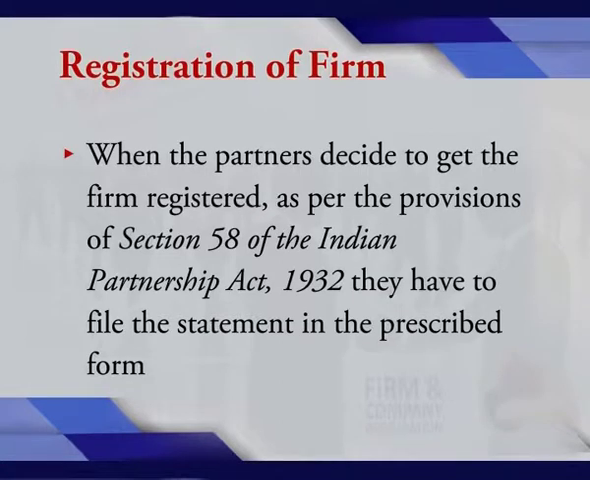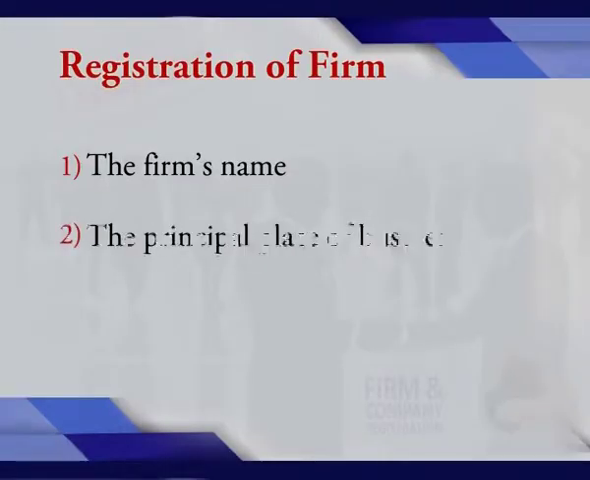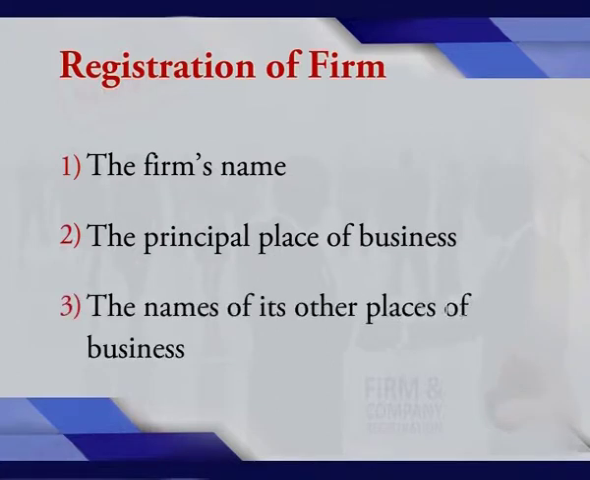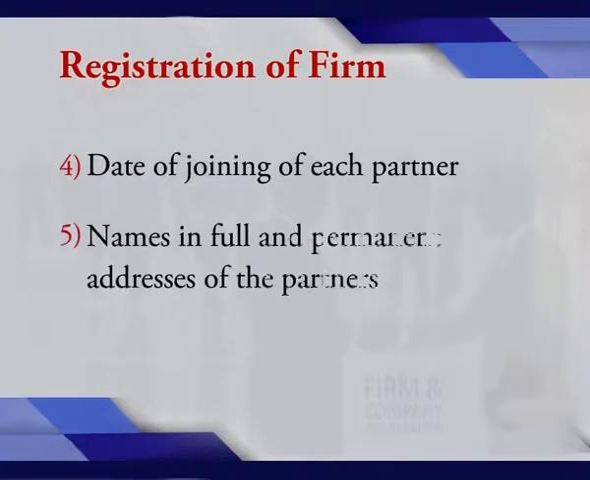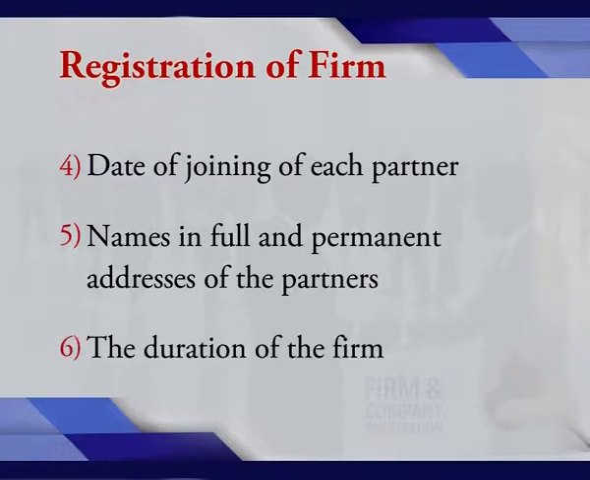It is not essential that the firm should be registered from the very beginning. When the partners decide to get the firm registered, as per the provisions of section 58 of the Indian Partnership Act 1932, they have to file the statement in the prescribed form. The statement must be accompanied by the prescribed fee, stating the firm's name, the principal place of business, the names of its other places of business, date of joining of each partner, names in full and permanent addresses of the partners, and the duration of the firm.